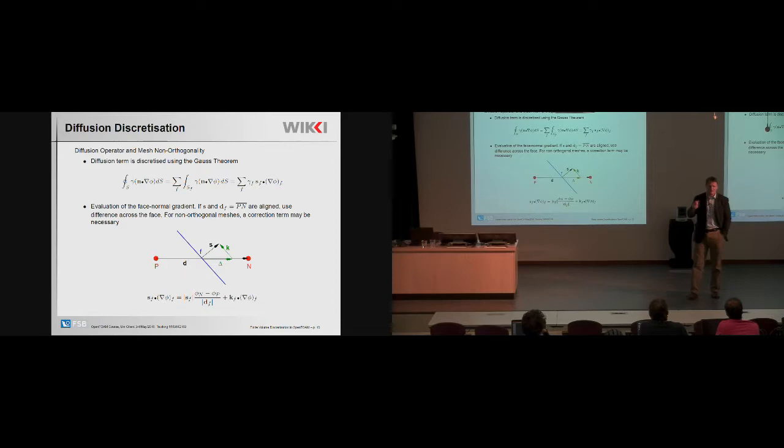Well, there is a little problem. And that is that this term here says that you have to take a look at the gradient in the direction of face area. Okay? So if my face was like this, then the face area vector would be parallel with green, and there would be no problem. Okay? This is what we call 0 degrees non-orthogonality.